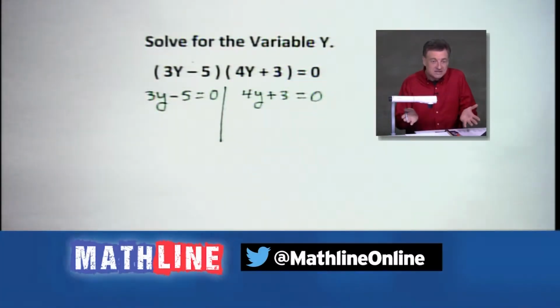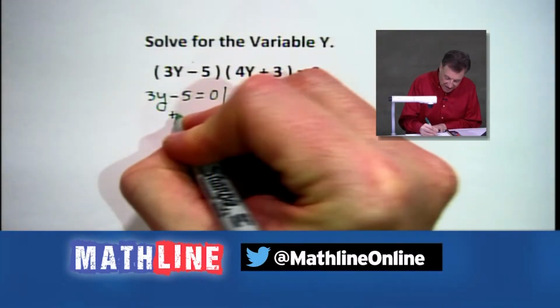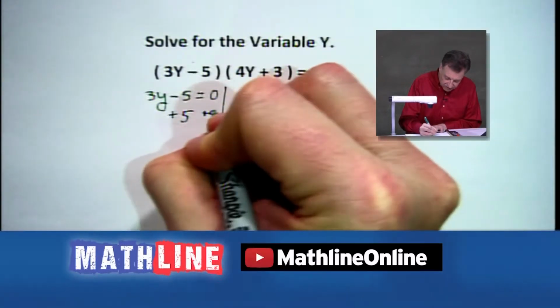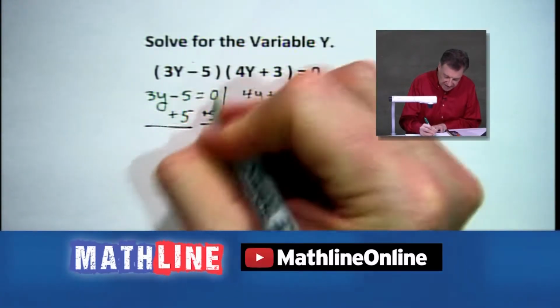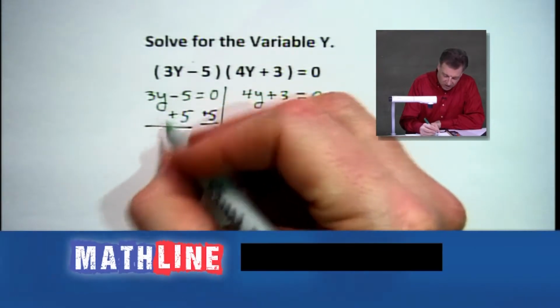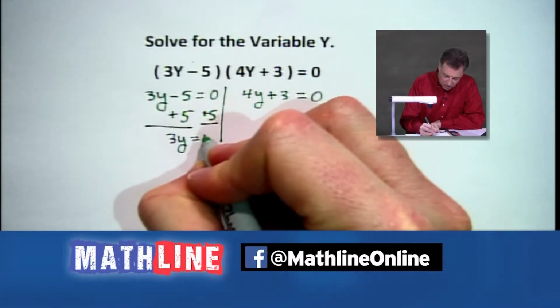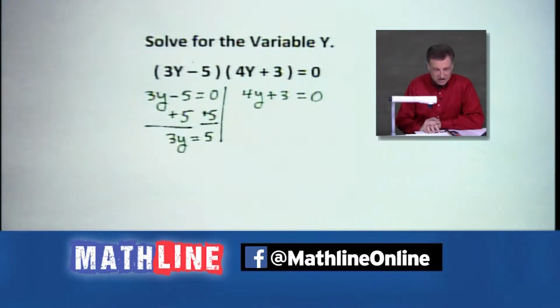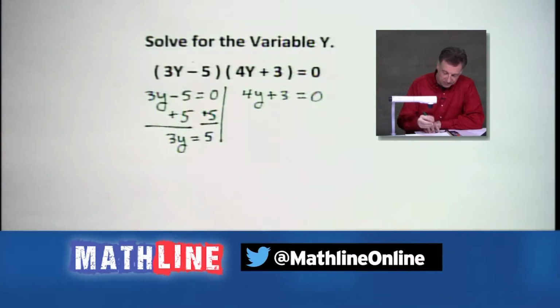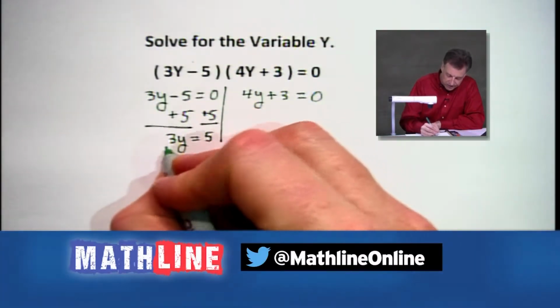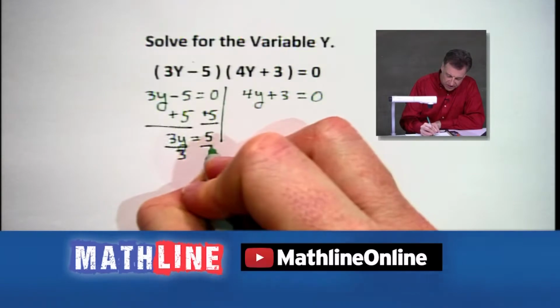Again, we want to get y by itself here. So let's add 5 to both sides. Oh, there's that property of 0 again, that identity element right there. And we're going to have 3y equals 5. And you say, Ernie, that doesn't go evenly. You're right. So here's what we're going to allow you to do. We're just going to divide both sides by 3.